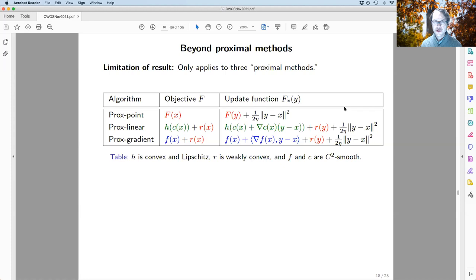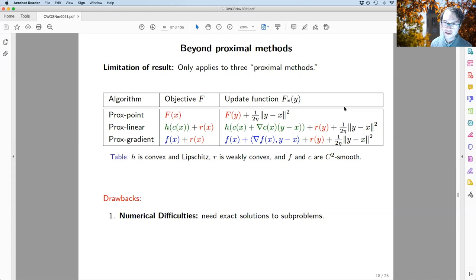Okay, so, sort of wrapping up this section, there's a limitation of this result in that it only applies to these three proximal methods that we've written down. And we can't always run these proximal methods. For example, the argument really needs you to have exact solutions to the subproblems you're trying to solve. And so numerically, this is not easy to do in all cases, maybe easier in the prox gradient case than others. And in addition, the structure that we have here is not always available. Functions can be given to us as more of a black box in some cases, or at least we want to be able to consider such functions. And so what we're going to do is consider an alternative to this strategy based on the subgradient method.